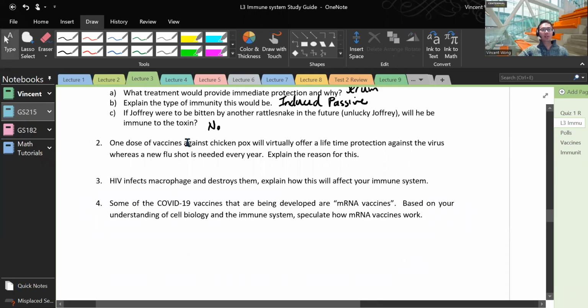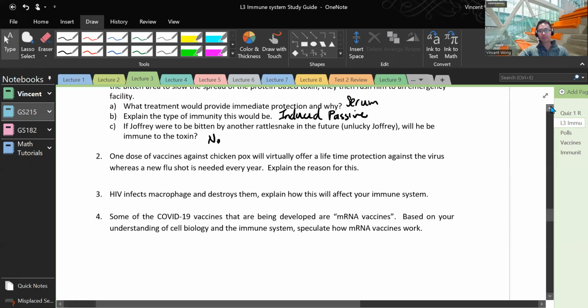Next one: one dose of vaccine against chickenpox will virtually offer lifetime protection against the virus. Now, I do want to say some people get shingles, right, which is caused by the chickenpox virus as well, but that's another story. Whereas a new flu shot is needed every year. Explain the reason for this. Does anybody know why we need to have a flu shot every year?